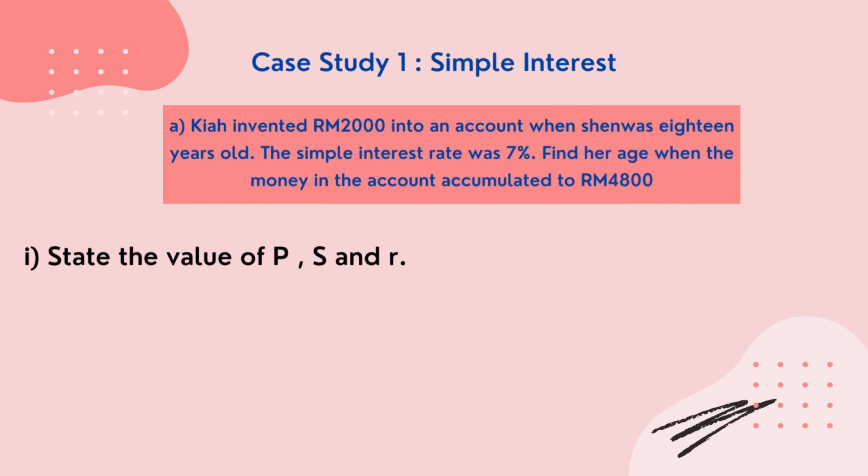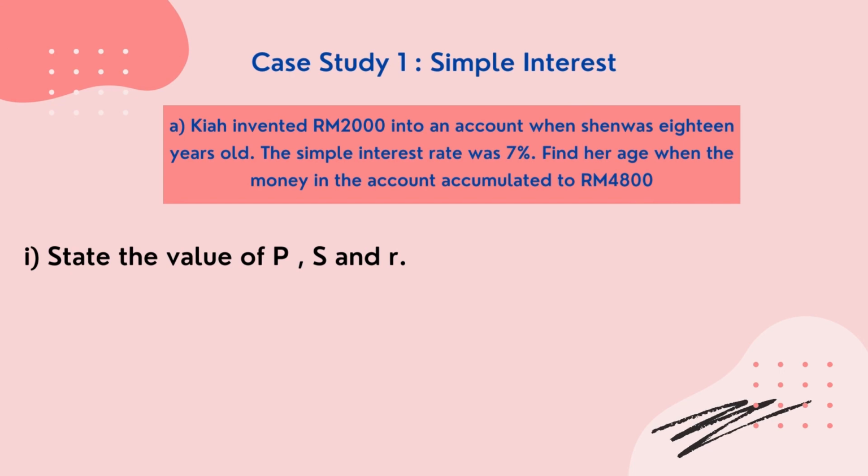The question info that has been given is, Kia invested RM2000 into an account when she was 18 years old. The simple interest rate was 7%. Find her age when the money in the account accumulated to RM4800.